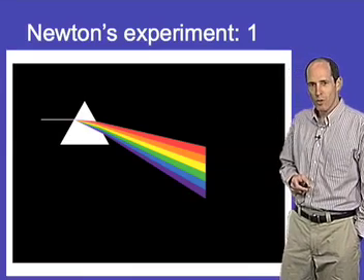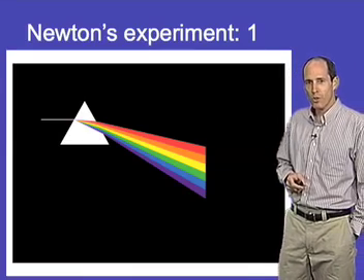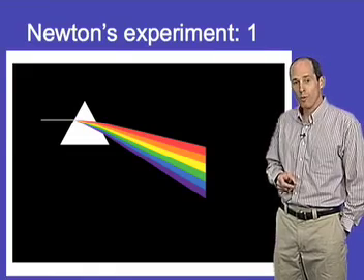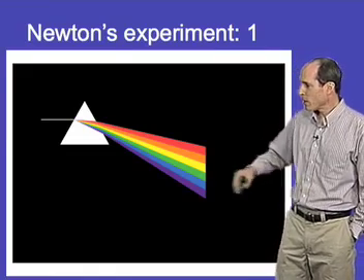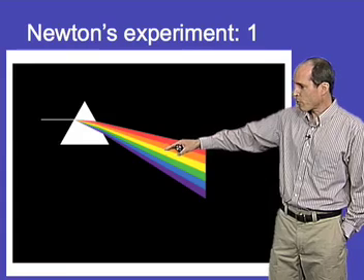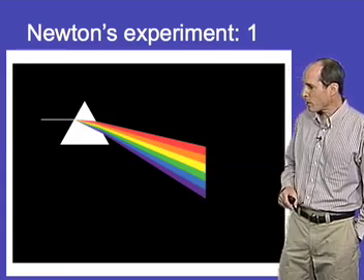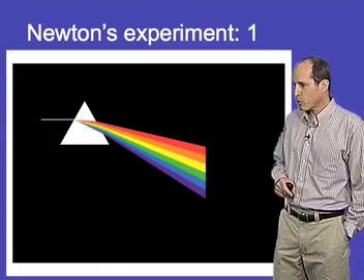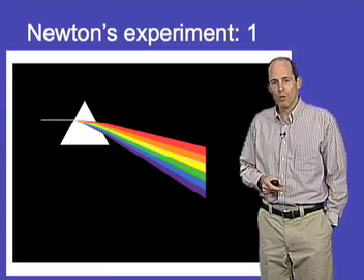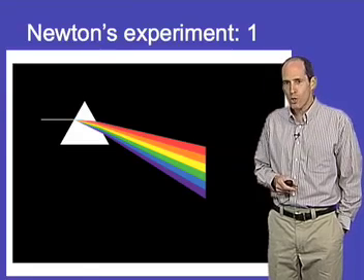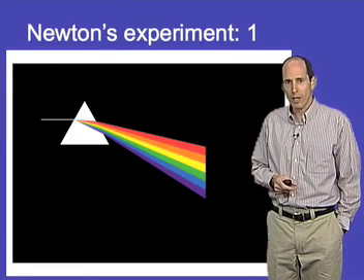And the answer was the beam was split up into its component colors, the colors of the rainbow, from red at the least refrangible to violet at the most refrangible, and in between, orange, yellow, green, and blue. Now, that had been known for some time, but Newton appreciated the physical significance of that phenomenon.